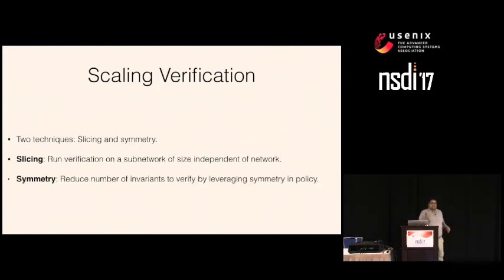And the idea behind symmetry is obvious. Networks tend to be very symmetric. Policies tend to be very symmetric. You can leverage this symmetry to just reduce the overall number of invariants that are present in a network. So if you have a bunch of hosts that belong to the same tenant, you don't have to verify rules for each of those hosts. If the hosts share rules, you can just verify for one of them.